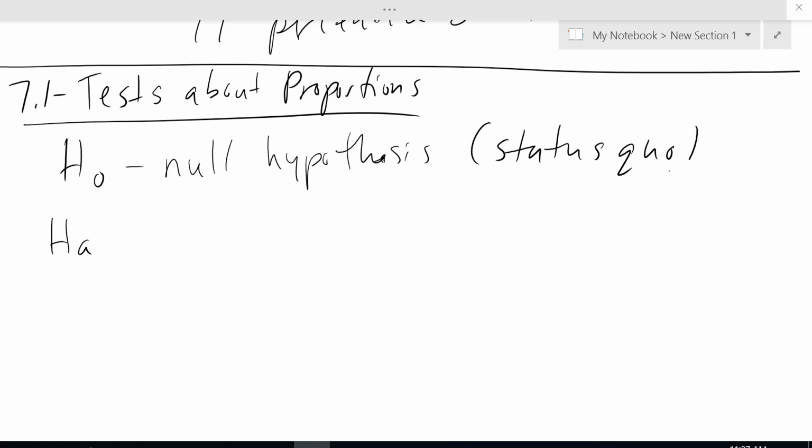Okay? This is going to be another way to kind of check the same idea, just not from a confidence interval perspective. Okay? All right, so that's kind of the status quo, or what's being purported to be true. Your H sub A is what's referred to as the alternative hypothesis.